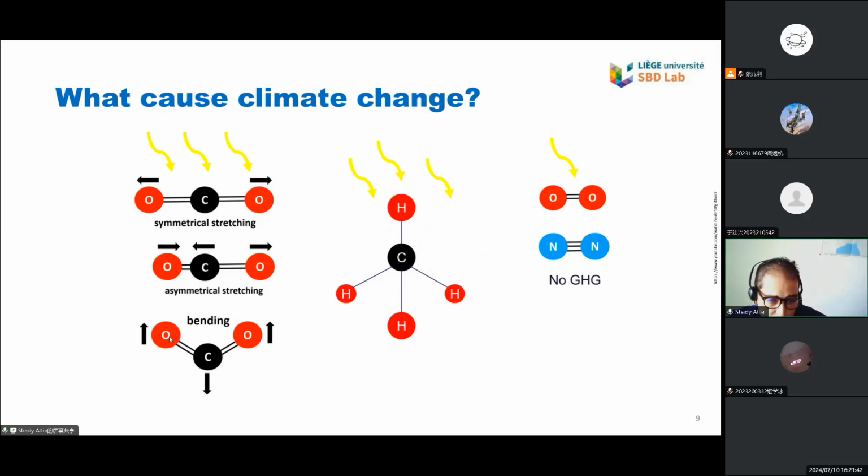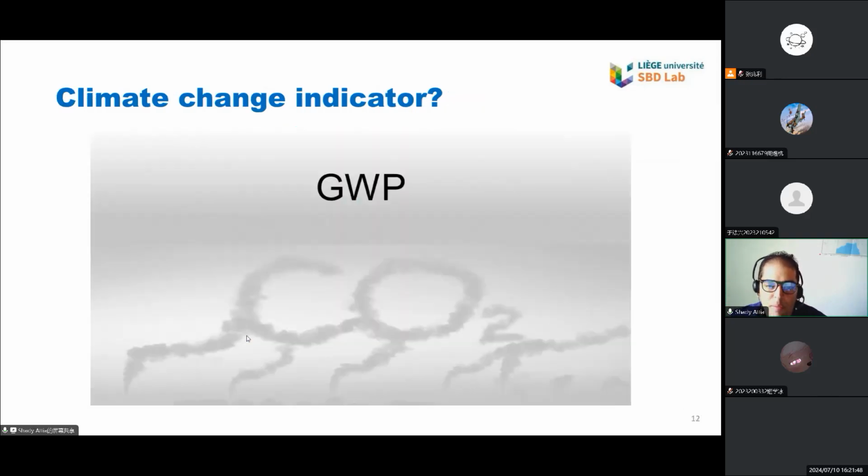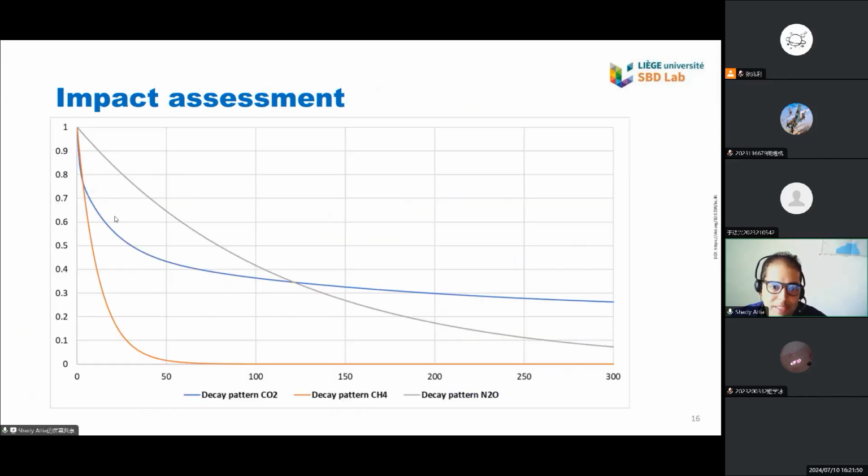But for CO2, the bond between the oxygen and the carbon is a very strong bond. And this very strong bond has a big problem. It means that it will take a long time before decaying. You can see after 50 years, we will find only half of the CO2 still existing. And we will have a permanent presence after 300 years of up to 1/3, or 35% or 38%, of the CO2.